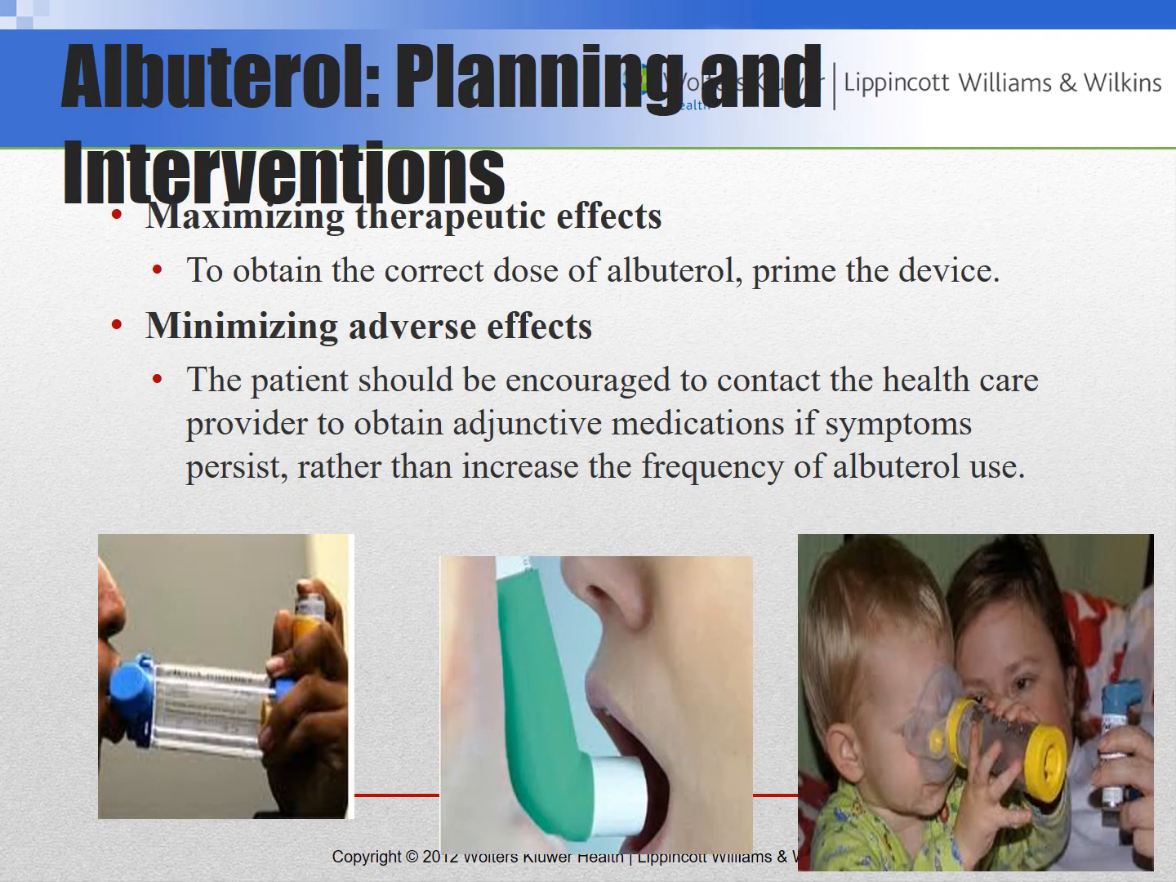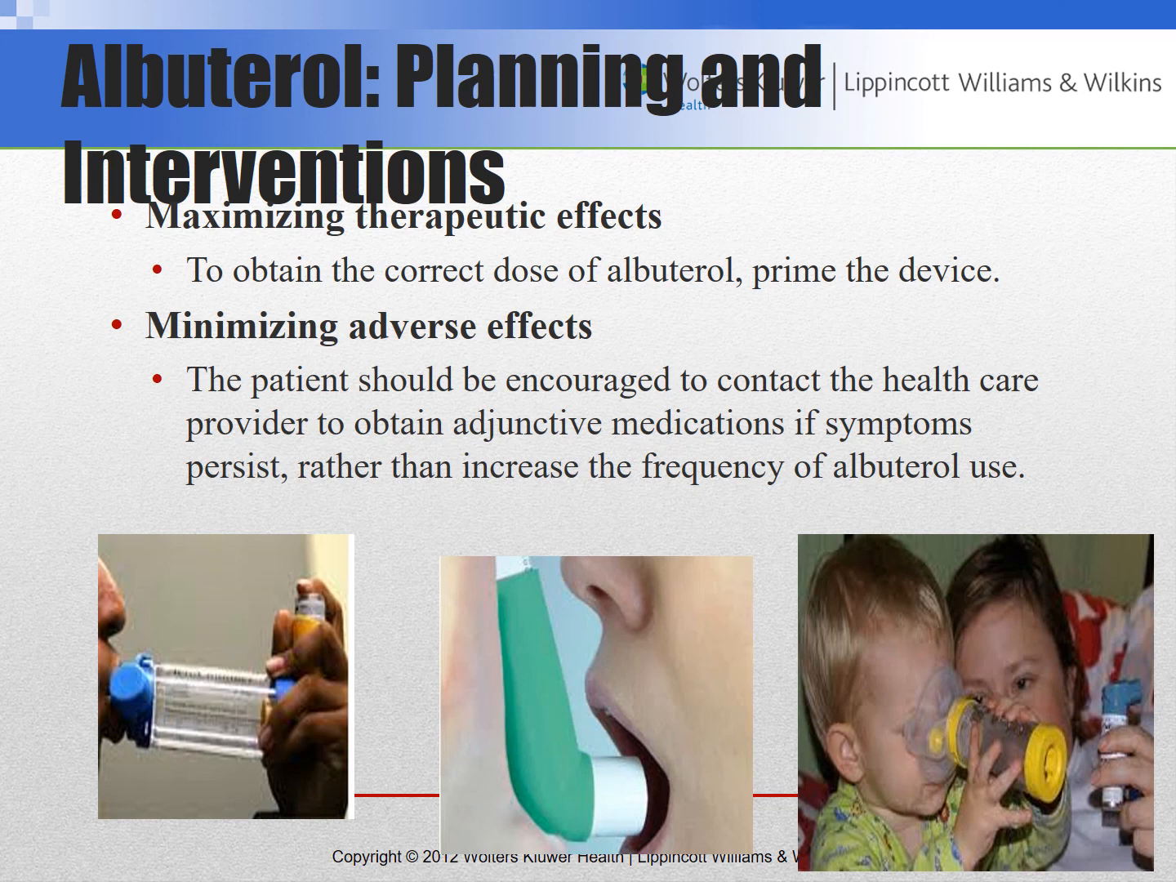All right, and maximizing therapeutic effects. To obtain the correct dose of albuterol, you want to make sure to instruct them to prime the device. That means the first time that they're going to use it, and this is talking about the inhaled form, you want to make sure that they prime the device, and they actually see a little puff of smoke come out before they use it for the first time.